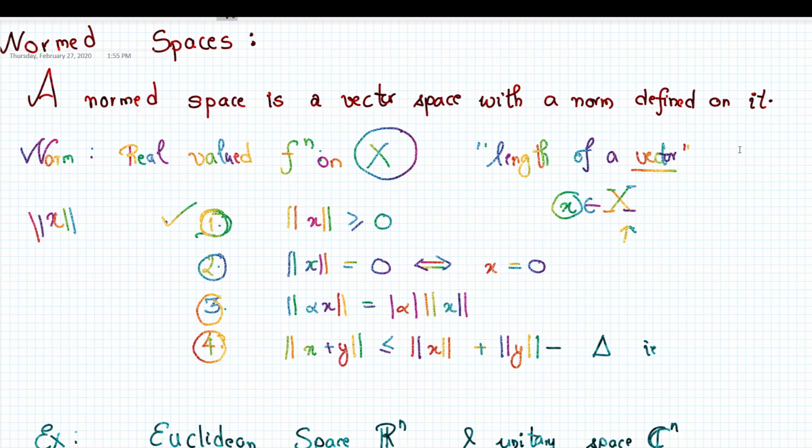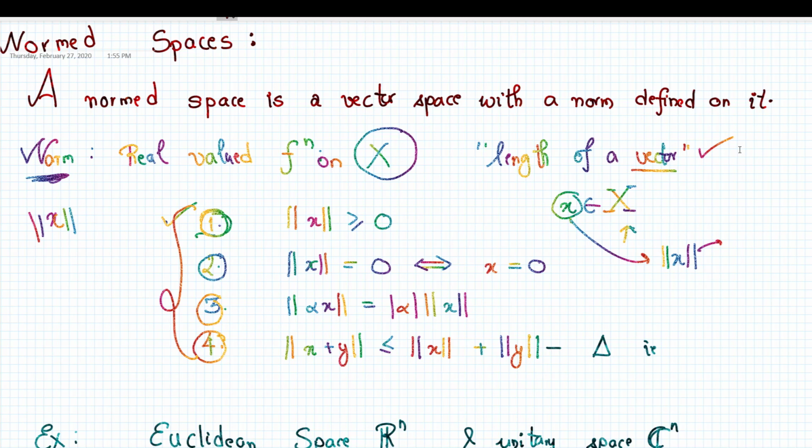And what is this norm? This norm is a real valued function on X. You can also think of a norm as this notion of a length of a vector. For example, if I have an element small x belonging to my vector space capital X, by norm of this element I mean a function which takes this element to a non-negative real number, and these are the four properties that this norm function should satisfy.